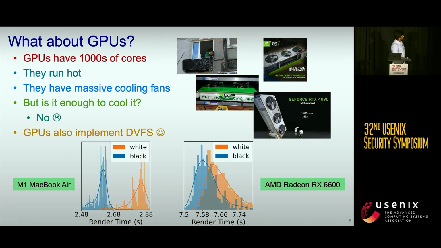So here are the results of certain experiments on an M1 MacBook Pro and an AMD Radeon RX 6600 discrete GPU. The experiment is that we compute on white and black pixels and render them on the screen. And we measure the time it takes to render these pixels, and here are the results. We see that the white pixels take a lot of time to render, whereas the black pixels comparatively render quickly. And this timing is directly proportional to the frequency of the GPU. Now we have this nice timing difference between white and black pixels. What do we do with this?